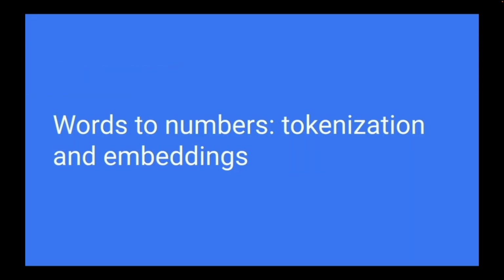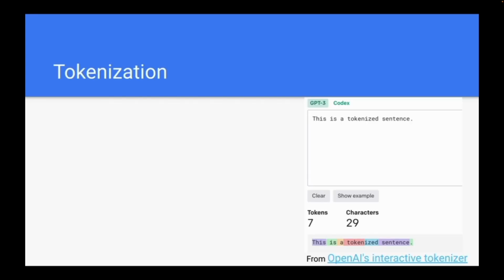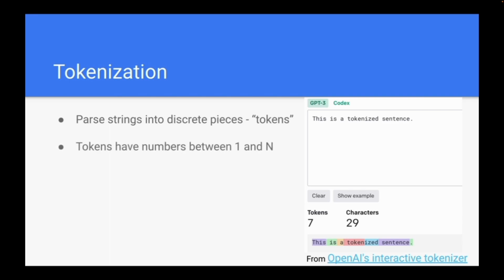Okay, so I said that a model takes a bunch of numbers and makes some other numbers, but we have words. So how do we get numbers? That's where these concepts come in. Let's talk about them. Tokenization is the first one. The basic idea is to parse your input strings into these discrete pieces, and we call them tokens. So we can assign numbers to tokens, and there's an example here on the right.